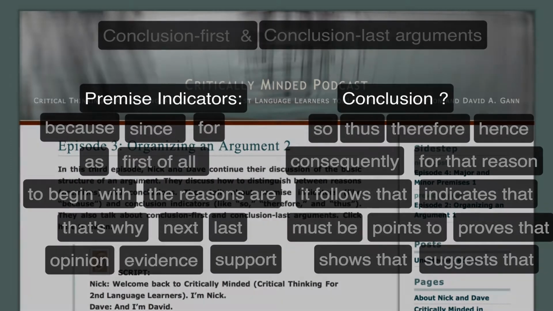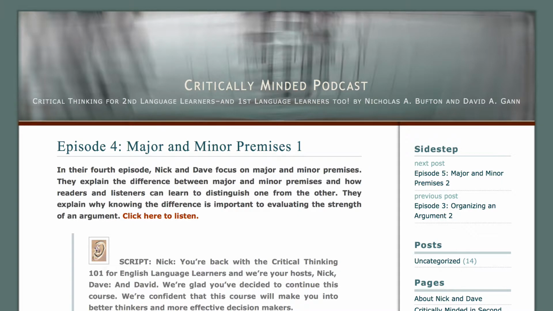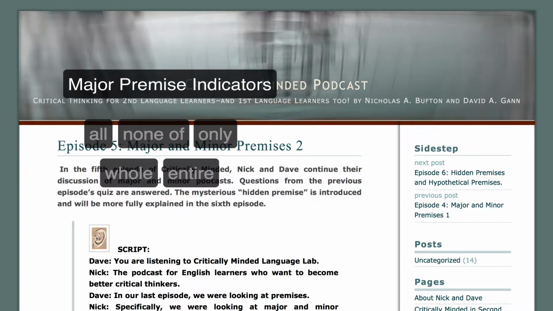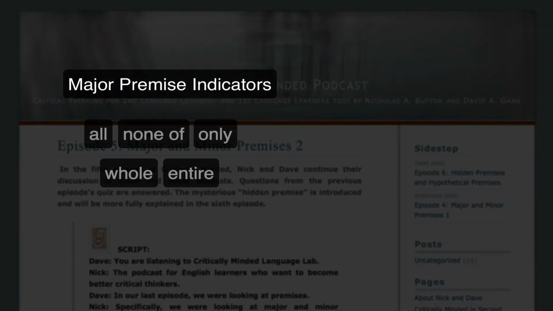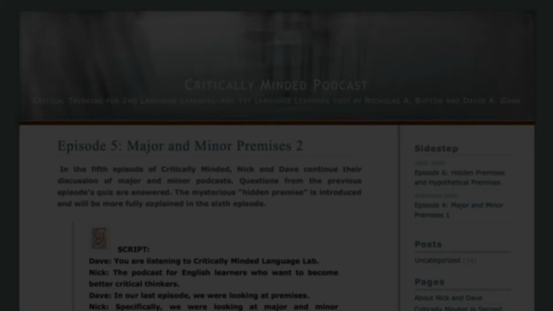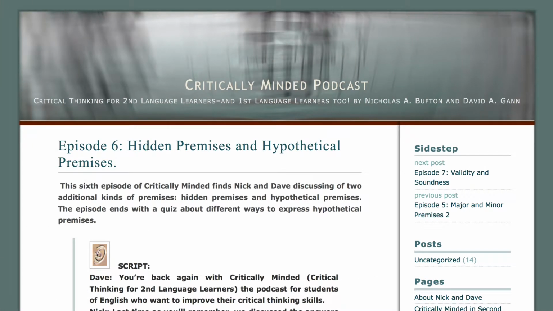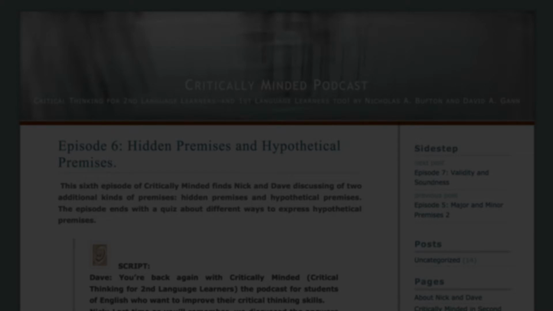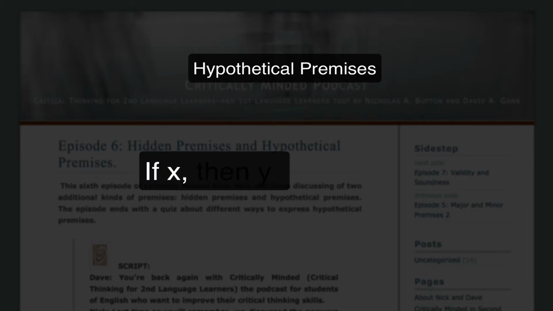Episodes 4 and 5 repeat the 2-part pattern with the underlying structure of a major and minor premise argument discussed in Episode 4 and the relevant lexical items presented in Episode 5. In Episode 6, hidden premises are briefly discussed as being based on widely held assumptions. It is also noted that some of these assumptions may be false and even based on prejudice. The remainder of this episode focuses mainly on hypothetical premises and variations on the conditional if X then Y structure.